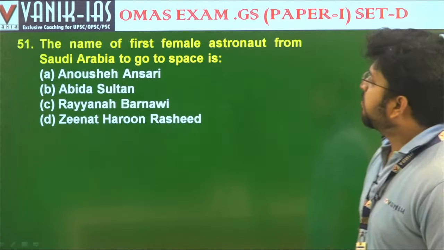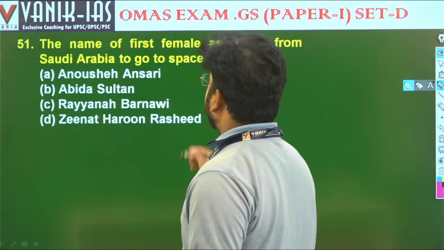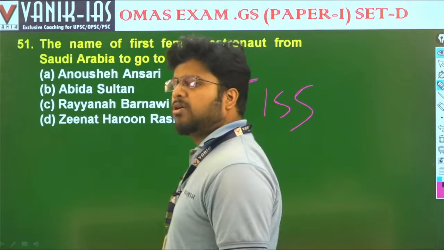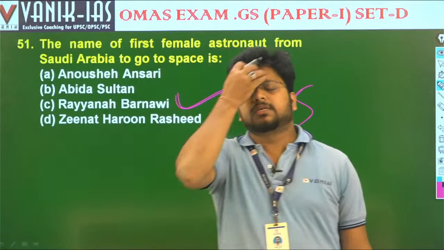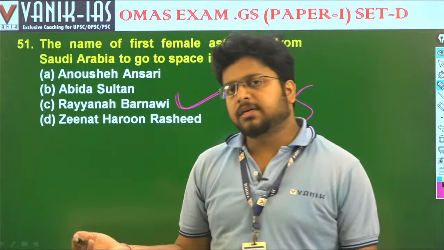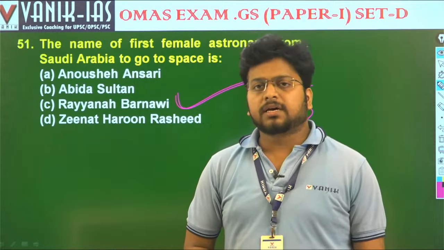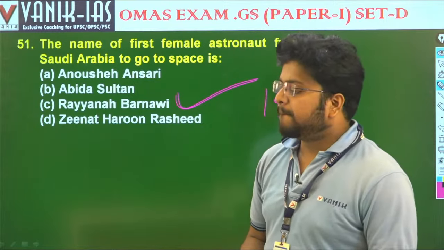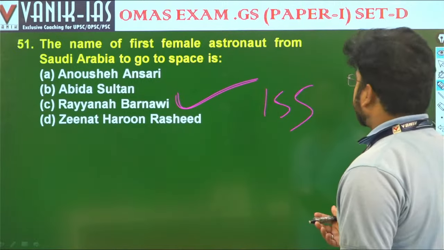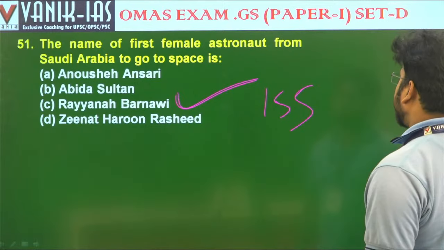The name of the first female astronaut from Saudi Arabia is Rayyanah Barnawi, right? She is going on an ISS mission, the International Space Station, and has already reached there. The International Space Station is run by 5 space agencies: USA, Canada, Japan, Russia, and Europe. These countries made the International Space Station that is in low Earth orbit. And Rayyanah Barnawi is the first female astronaut from Saudi Arabia to join it.